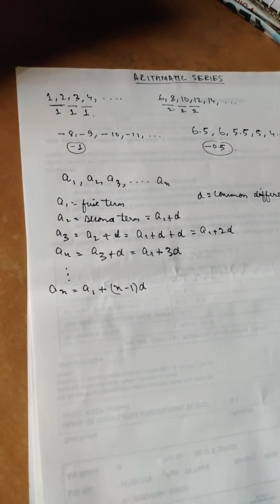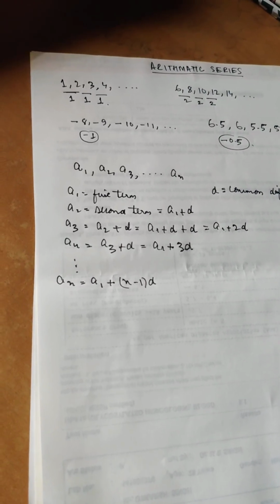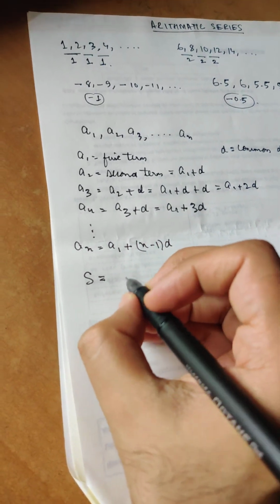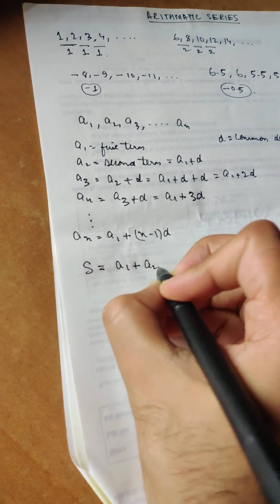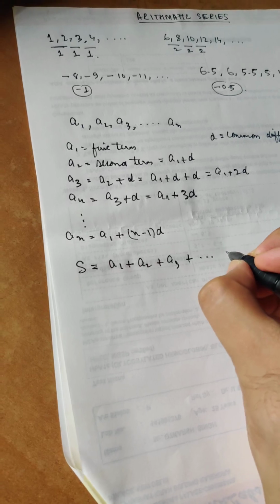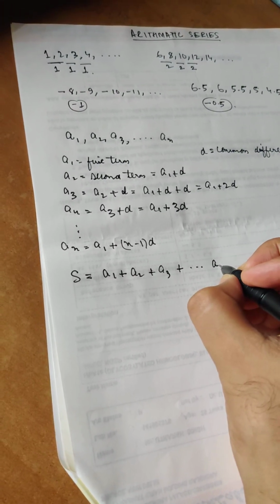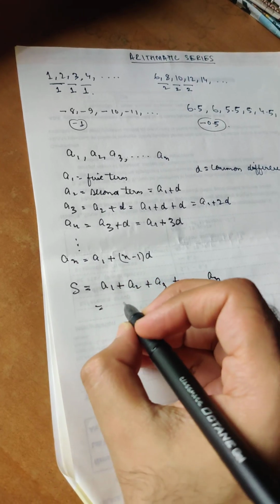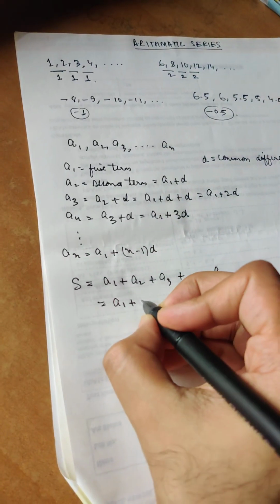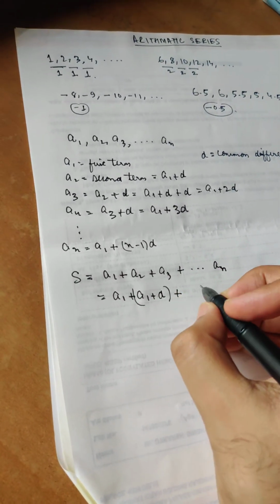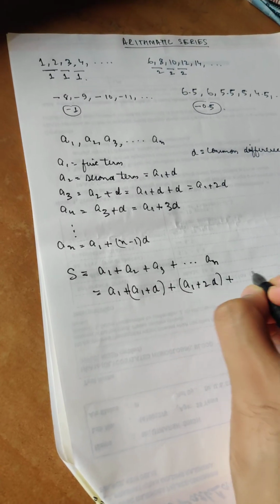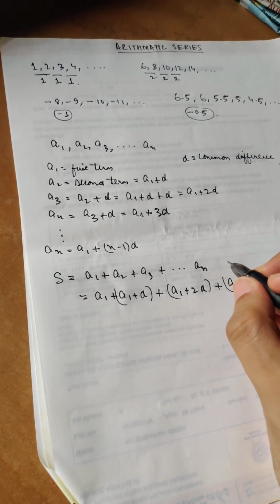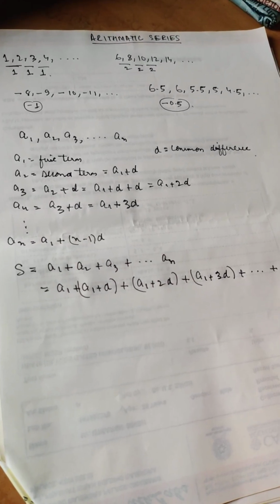Now we'll derive the formula for the summation of an arithmetic series. Let the sum be S. S is A1 plus A2 plus A3 plus, let the last term be An. So this An would be the last term. Now A1 is the first term, A2, as we have shown here, is nothing but a1 plus d. A3 is nothing but a1 plus 2d. Similarly, a4 here would be a1 plus 3d. Now the nth term would be a1 plus (n minus 1)d.